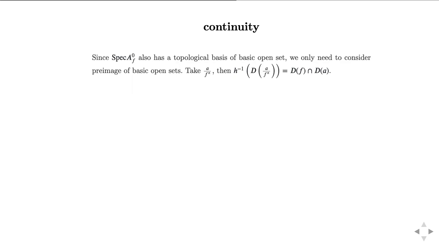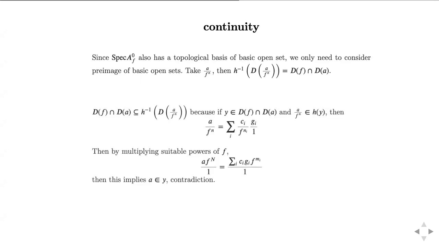the pre-image is just the basic open set at f in the projective spectrum intersecting with the basic open set at a also in the projective spectrum. This notation can be a little bit confusing because here on the left hand side the basic open sets are in the prime spectrum, and on the right hand side the open sets are in the projective spectrum. And this equality holds. Basically, we just check the left-hand side is a subset of the right-hand side, and right-hand side is a subset of left-hand side.